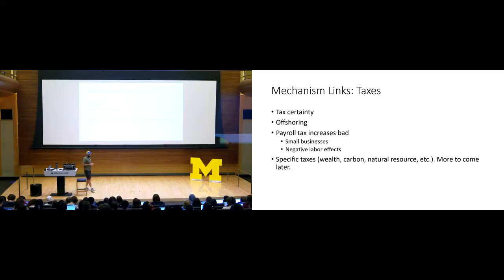So the first set of link arguments related to mechanism are about taxes. I'm not terribly interested in relitigating the question of whether or not fiscal redistribution requires tax and transfer. I think it is likely that some affirmatives will choose to tax this year, but we'll talk a little bit about both taxes and deficit spending as mechanisms for affirmatives. So the first of these is the tax certainty disadvantage, or tax certainty link.